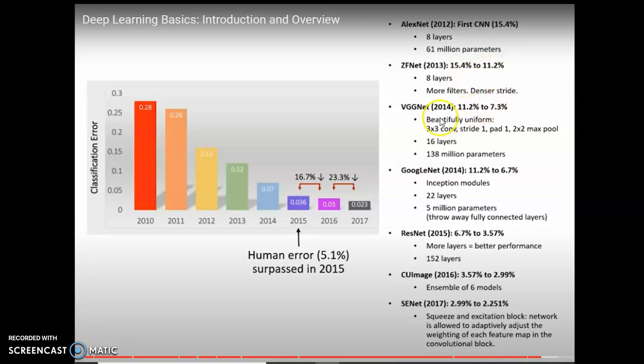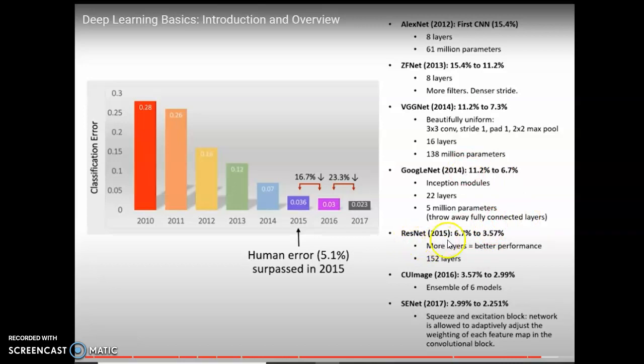VGGNet, 2014: 11.2% to 7.3%, beautifully uniform, 3 by 3 convolution with stride 1, pad 1, 2 by 2 max pool, 16 layers, 138 million parameters. GoogLeNet, 2014: 11.2% to 6.7%, inception modules, 22 layers, 5 million parameters, throwing away fully connected layers.